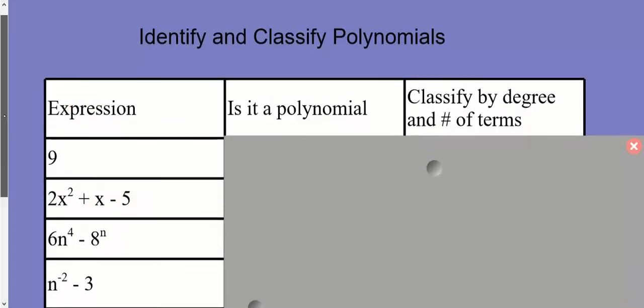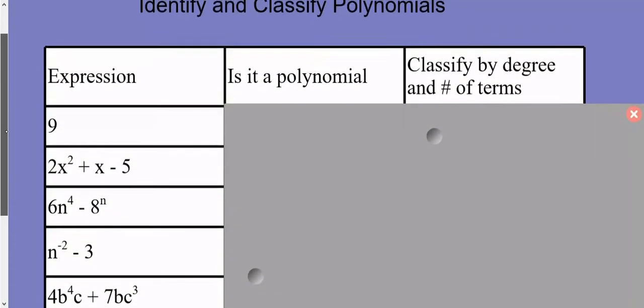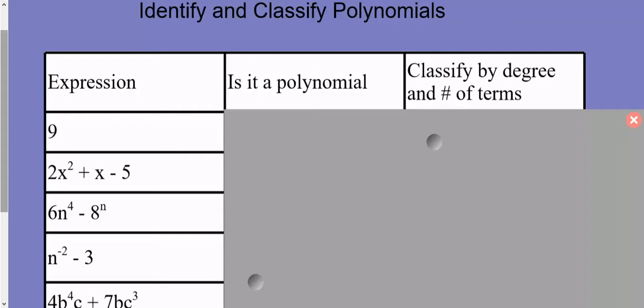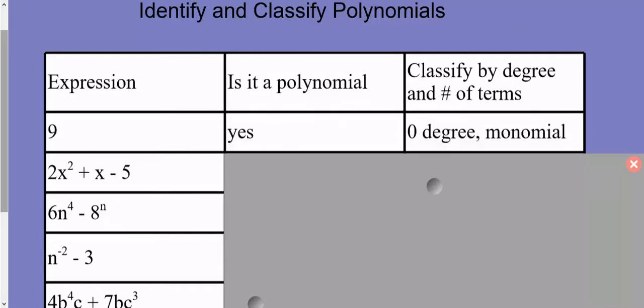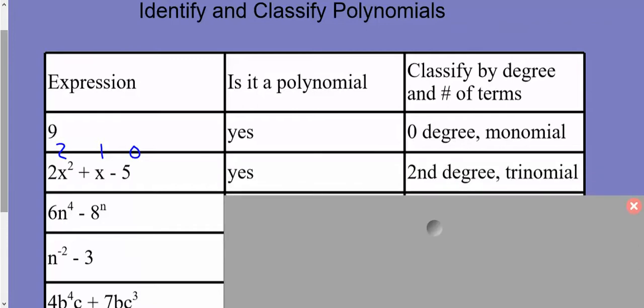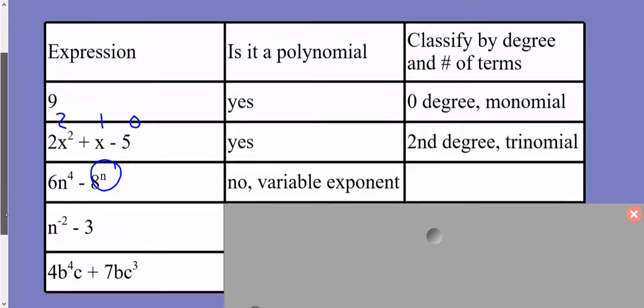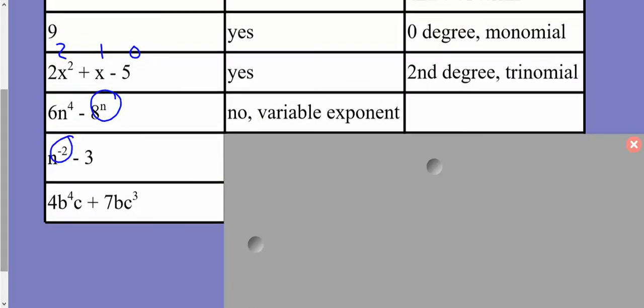All right, so here are some sample problems for you. Identifying and classifying polynomials. Identify: is it a polynomial, yes or no, and then classify it by the degree. So this is a number, so this would be yes, and there's no variable, so it'd be a 0 degree. And it's only 1 term, so it's a monomial. Here I have 3 terms, so it's a trinomial. 2, 1, and 0, so it is a second degree trinomial, yes. For the next one, this is going to be no because we have a variable in the exponent. For the next one, it's also going to be no because we have a negative number in the exponent.